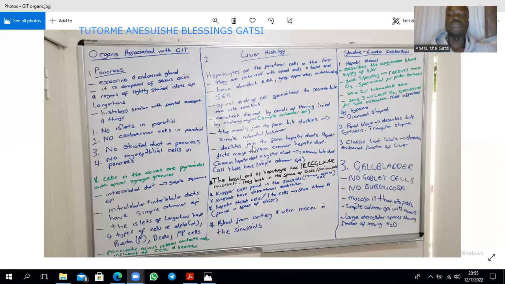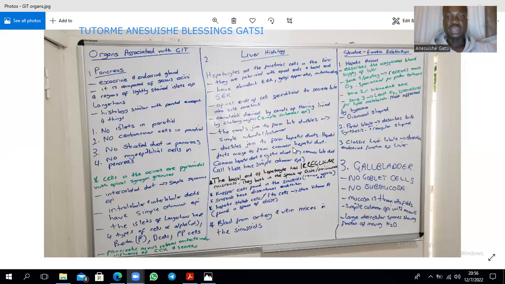Then the hepatic ducts merge to form a common hepatic duct, which upon exiting the liver at the porta hepatis joins the cystic duct, and they form a common bile duct, which, you remember, joins the pancreatic duct to open at the major duodenal papilla as the ampulla of Vater.